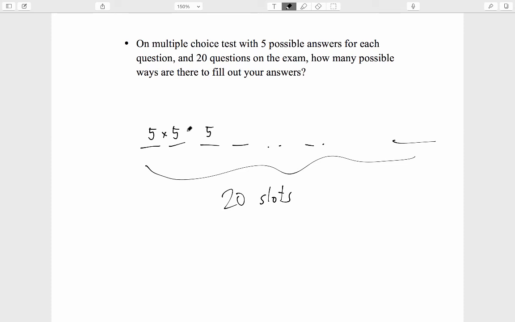So 5 ways to fill out question 1, times 5 ways to fill out question 2, times 5 ways to answer question 3, etc. Ultimately, this is going to equal 5 to the 20, which is a very large number. It's almost 100 trillion. But this too is the multiplication principle at work.